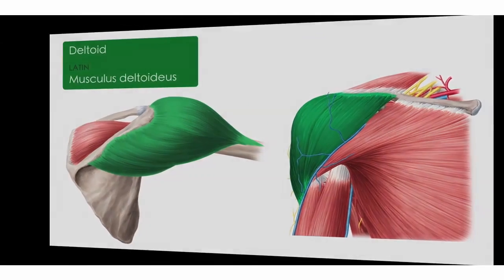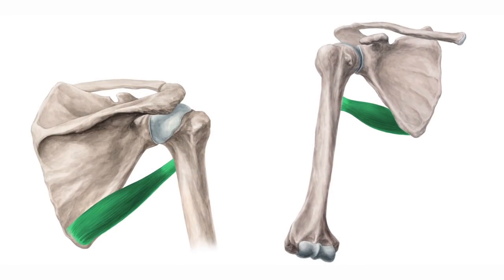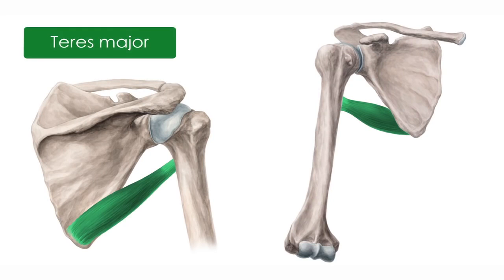Now, the third muscle on our list is the one seen here highlighted in green, and this is the teres major. Now, on a posterior view here on your left, you can see that the muscle is originating from the inferior angle of the scapula and goes all the way to insert, and you can see a bit better here on the anterior view, on the crest of the lesser tuberosity of the humerus, right about here.